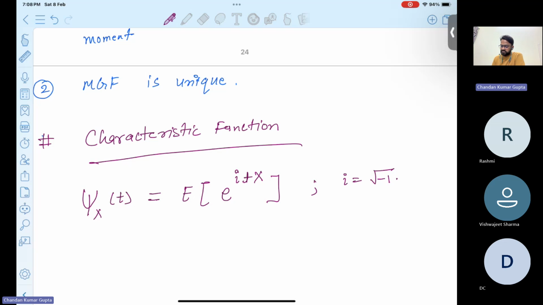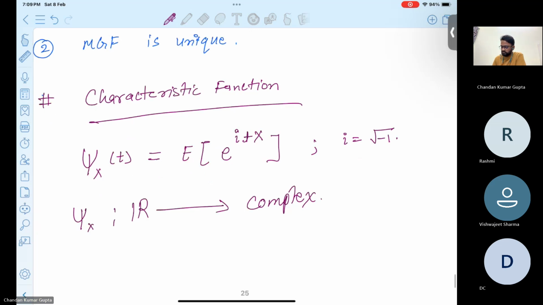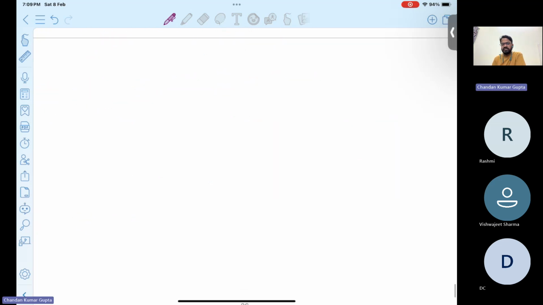But the characteristic function is a complex valued function, not a real valued function. So the characteristic function has no restrictions, it can be defined in any case. That's why we use three different ones, and these can be used in further classes also. So these are the things we have discussed up to the third week.